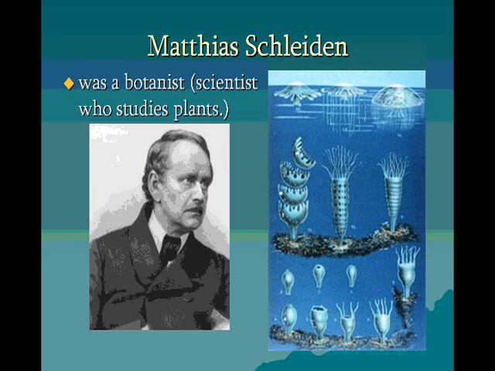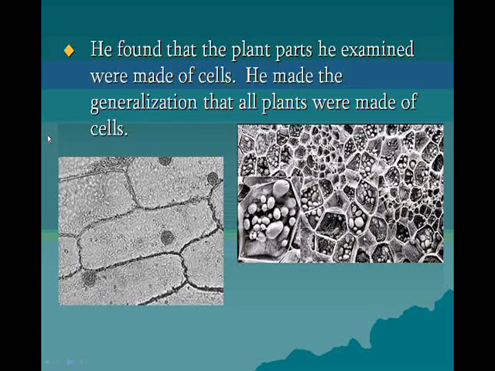Matthias Schleiden was a botanist, and a botanist is somebody who studies plants. He was obviously really happy about it too. And he was the first person, after looking at many, many different types of plants, to come to the conclusion that all plants were made of cells. So he looked at every type of plant that he could find, found that they all had this same structure, and therefore said that all plants were made of cells.